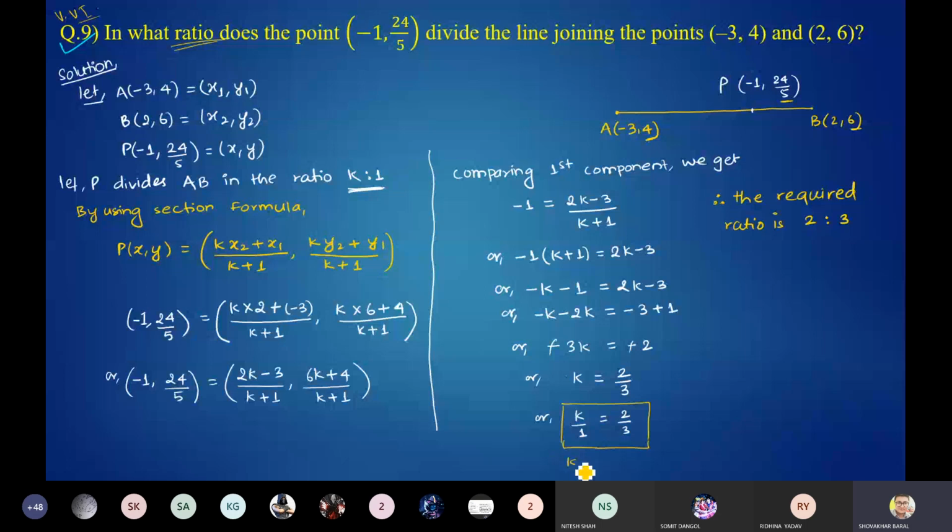Okay, though you can write it here also. K is to 1 is equal to 2 is to 3. Any ratio, if there is a division, we can express it in the form of a ratio. So please write it. This is the required ratio. 2:3 is the required ratio.